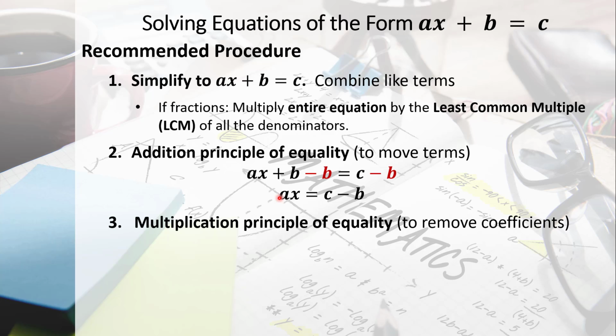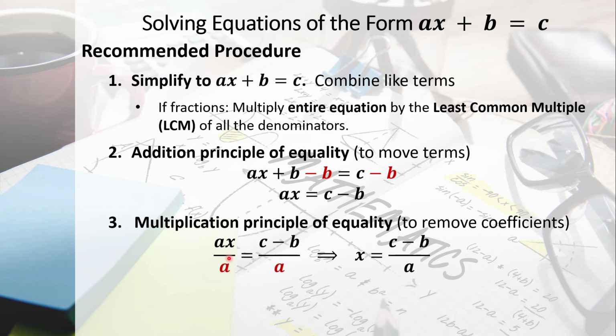And this is really the most important part to understand about this idea. We use the addition principle to move around terms. We want to move around terms until we have something where we have a coefficient times the thing we're trying to solve is equal to something. Once we get that, then we will use the multiplication principle to get rid of that coefficient.